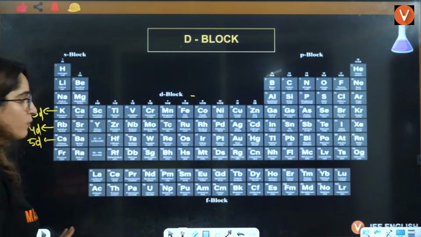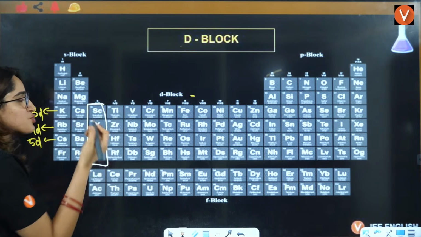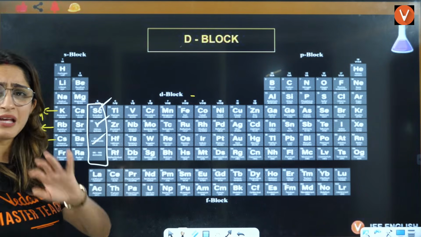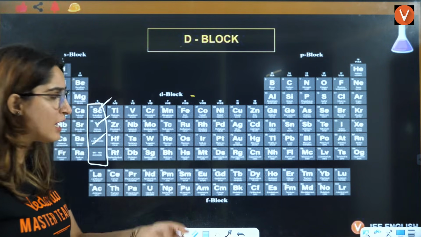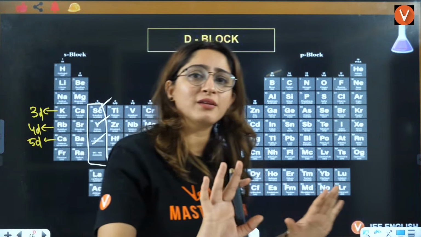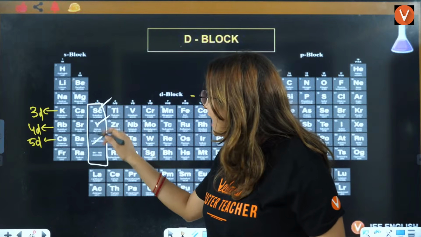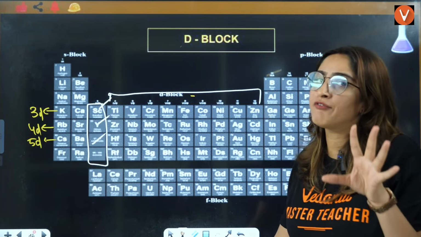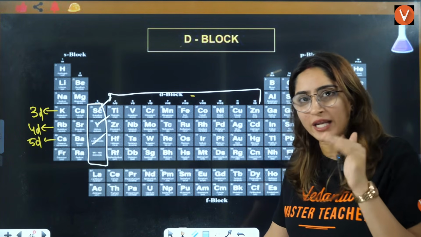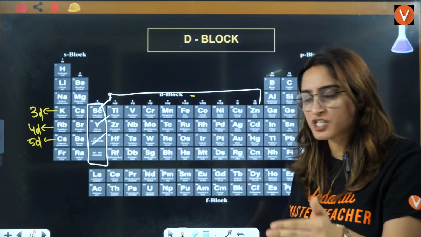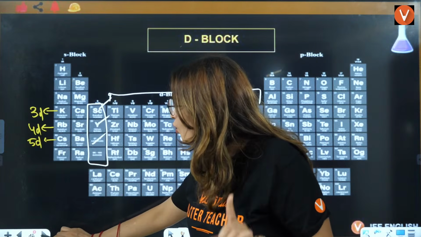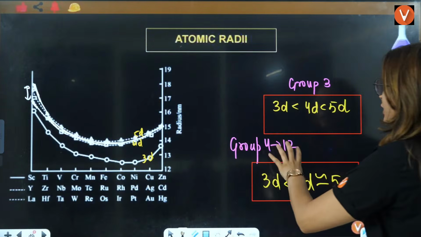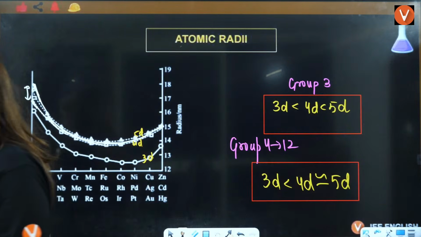Now in group number 3, there is no lanthanoid contraction. Scandium, yttrium, lanthanum don't have 4f. Even lanthanum is not having 4f. That's why group number 3 follows the same trend. But as you move to groups 4 to 12, you have 4f with 14 electrons. You have 4f orbitals here, so lanthanoid contraction will be there. That's why 4d and 5d will be almost similar in groups 4 to 12. Is that clear to everybody why I have specified this here?